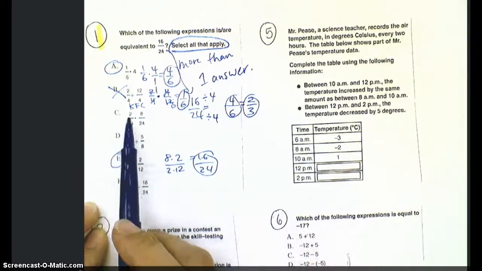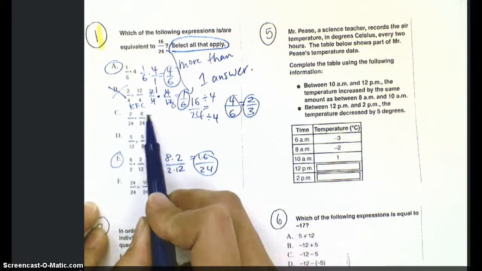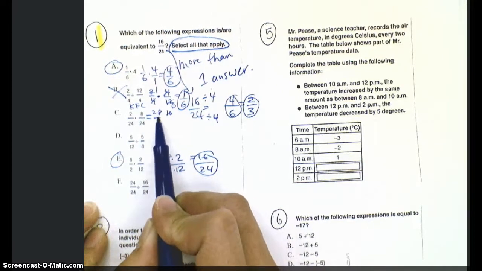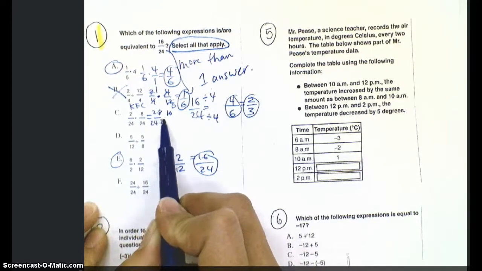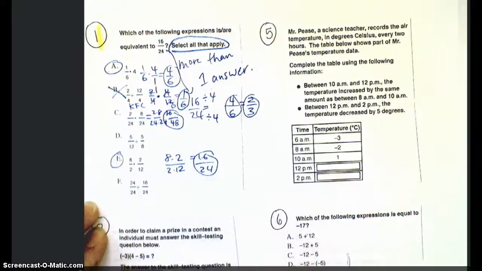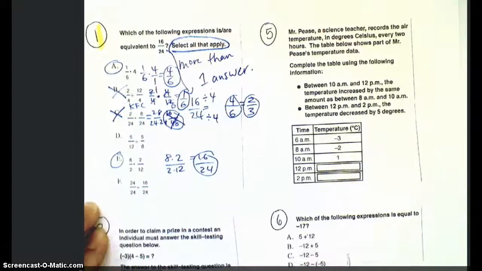For C, I am multiplying 2 over 24 and 8 over 24. If I multiply the numerators, 2 times 8, I get 16. But if I multiply the denominators, 24 times 24, I get 576, and that's definitely not the same as 16 over 24. So C is also not a choice.